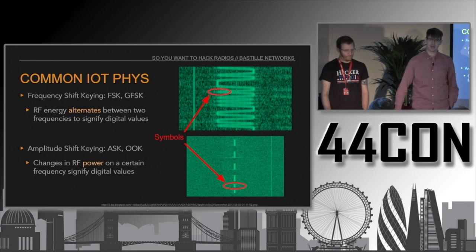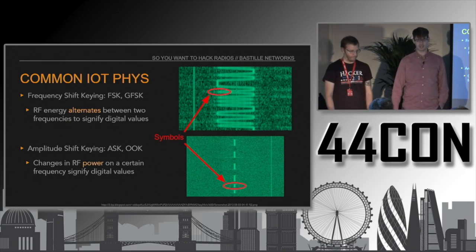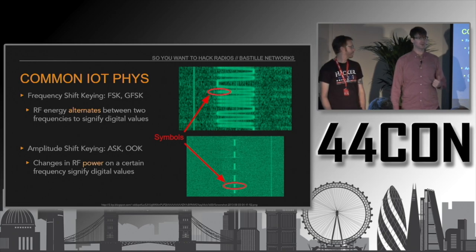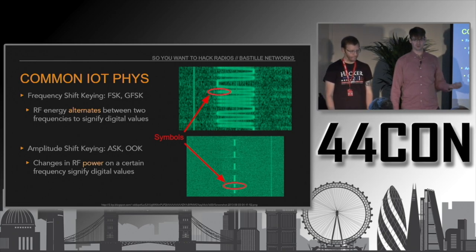So just to recap two common PHYs that we'll see, really low complexity wireless systems are often built on FSK or some type of ASK. FSK is frequency shift keying, where the modulated parameter is the frequency. ASK, you're modulating the amplitude, so the power of the signal on a single frequency.